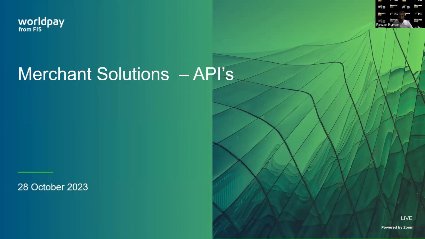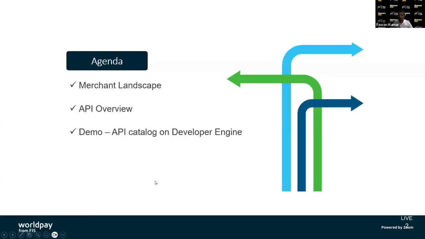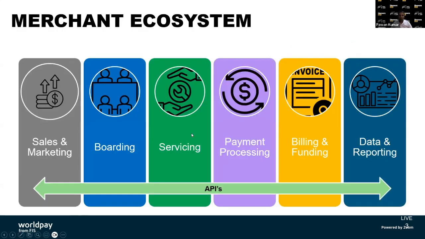So, a brief agenda. We are just going to quickly touch upon the merchant landscape, just spend a couple of minutes. We'll look at the merchant APIs, and we'll look into the developer engine portal where all the APIs are hosted, and how to discover APIs and how to test some of them. So this is briefly, if you can see, it's divided into multiple swim lanes, starting from sales and marketing to boarding, servicing, payment processing, billing and funding, and data and reporting.